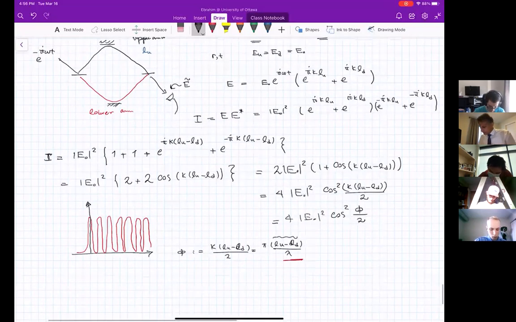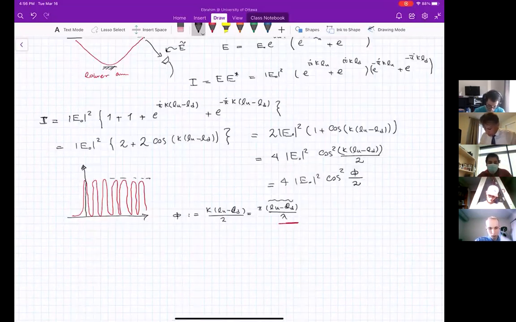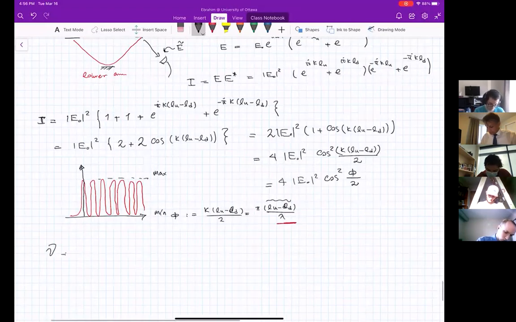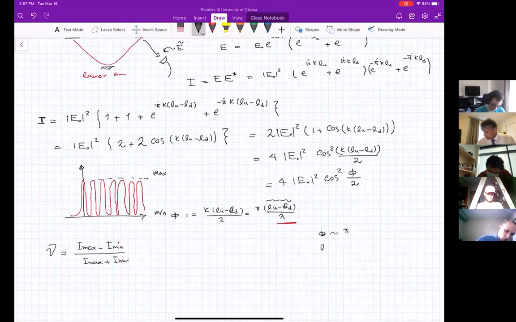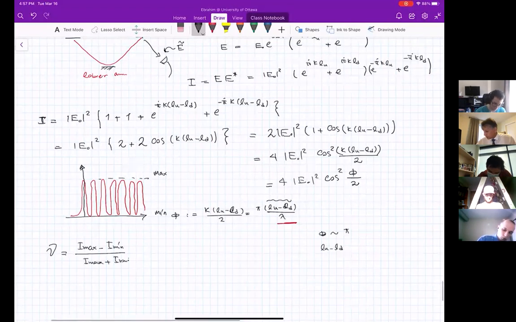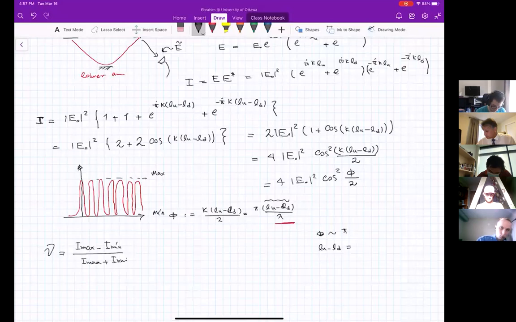Let's look at the visibility of these fringes. They have a maximum intensity, and we have a minimum intensity. Define visibility as intensity at max minus intensity at minimum divided by intensity at max plus intensity at minimum. Intensity at minimum happens when phi is equal to pi, okay? Which means that LU minus LD is equal to 1 wavelength.